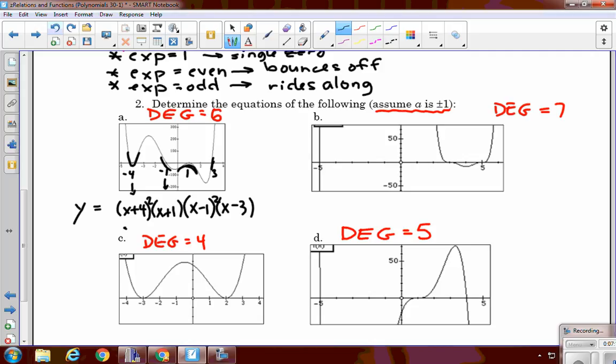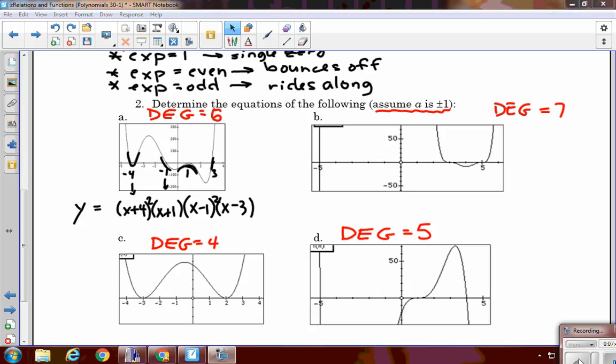So the equation to this graph possibly could be, or is, x plus 4 squared, because it's bouncing off, going straight through at -1, so x plus 1, x minus 1 squared, and x minus 3. And that basically, if you look, I got 2 x's here, so 2, 3, 4, 5, and 6. I've matched the criteria for a degree 6 polynomial.